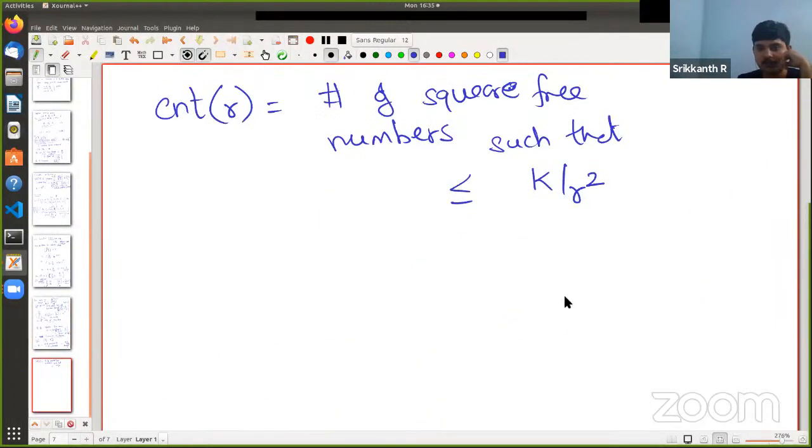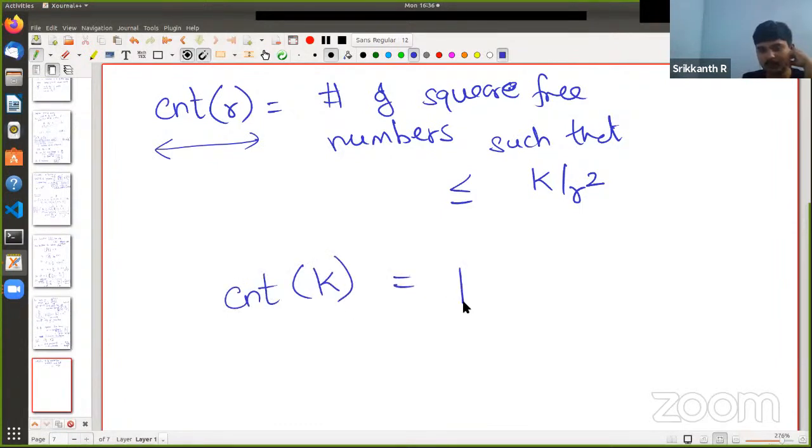Okay, so let's define count of r like so. Count of k is obviously 1, because count of anything greater than or equal to square root of k is 1, because k by r square will be less than 1. Right? So square free numbers, we can obtain count of r for large numbers easily. So count of k is 1.